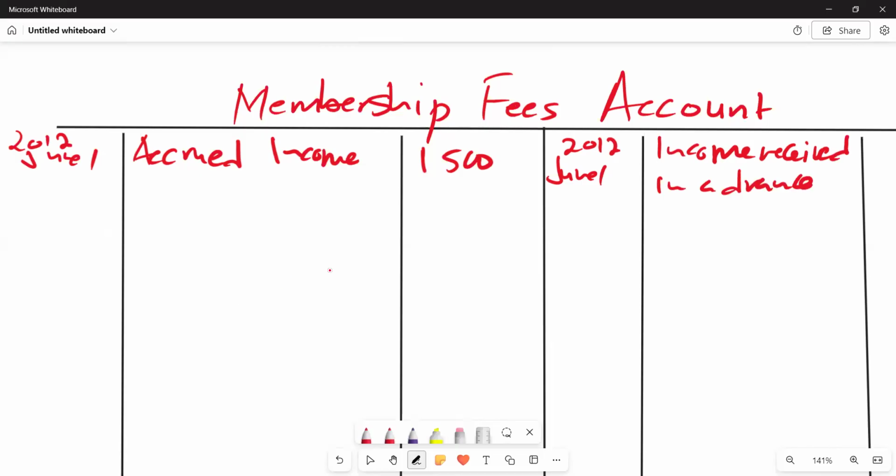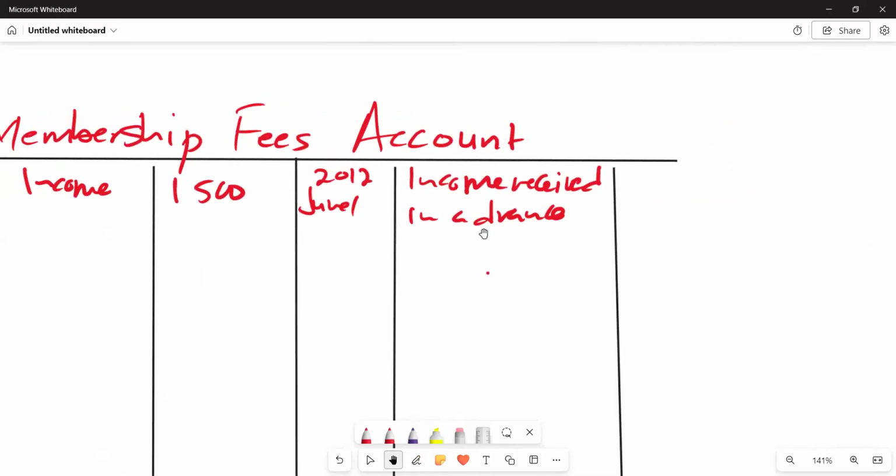So this is what we have. Having this now, let's try to put the amount there first, so that we can proceed to the next step. The income received in advance, we've got 500, so we're going to say 500.